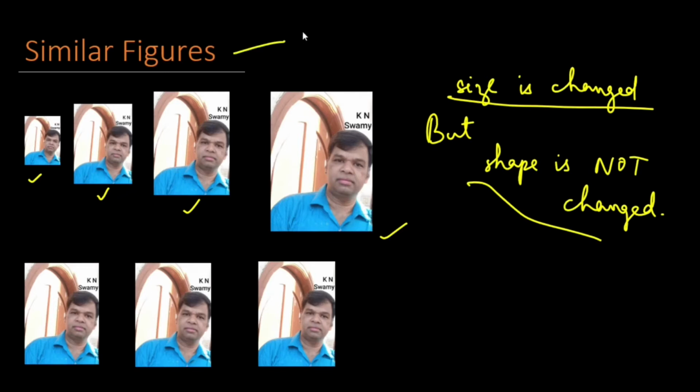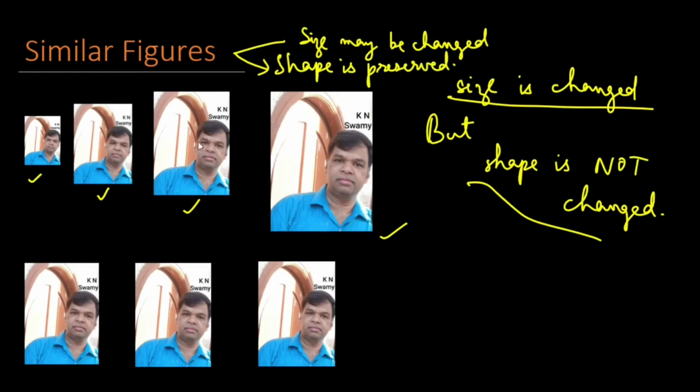For similar figures, size may be changed, but shape is preserved. Shape is not changed. Then such figures are called similar figures. Here I have photo 1, 2, 3, 4. All these are having different sizes, but the shape is same. So you are able to identify me in a similar way in all the pictures.